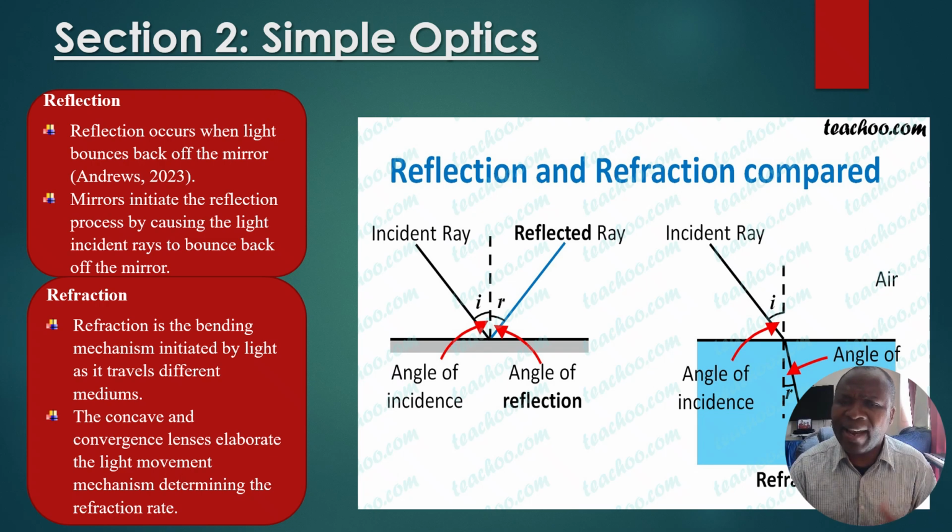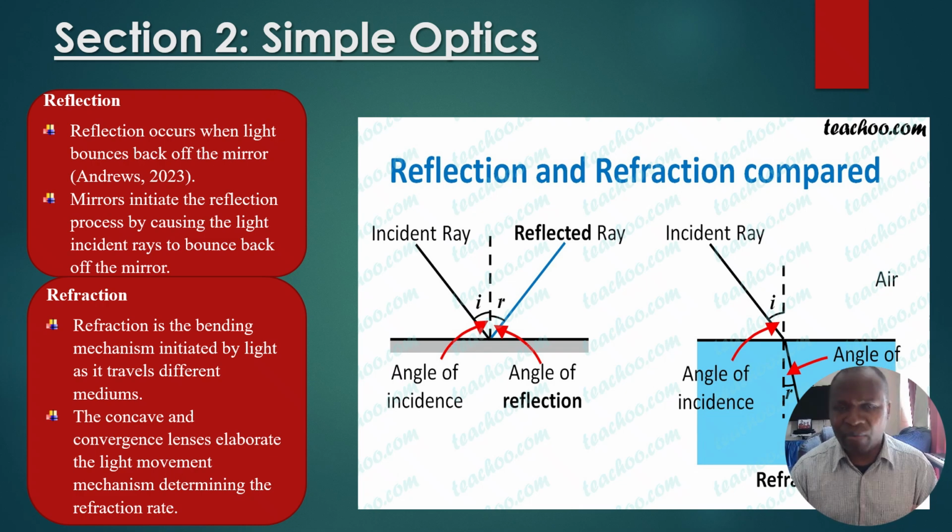Reflection occurs when light bounces back off the mirror. Mirrors initiate the reflection process by causing the light's incident rays to bounce back off the mirror. Mirrors also play a key role in reflection by providing an elaborative, smooth landing site for light. The site redirects the light, improving the overall reflection mechanism.